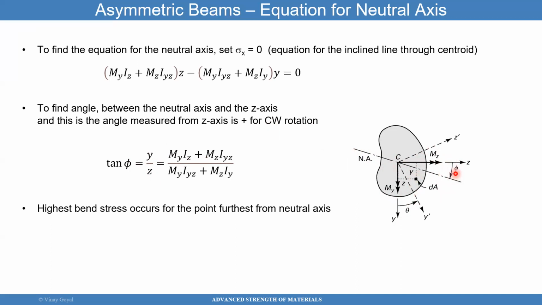And so you're able to determine where the stresses are 0 in the cross section, but you can also determine where the highest bending stresses occur. The highest bending stresses will occur at the point farthest away from the neutral axis. So again, that's your neutral axis. That concludes the theory portion.